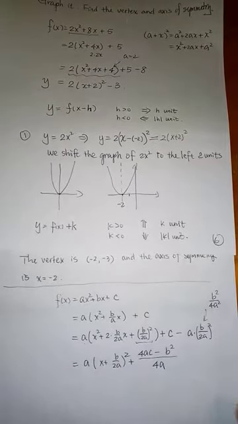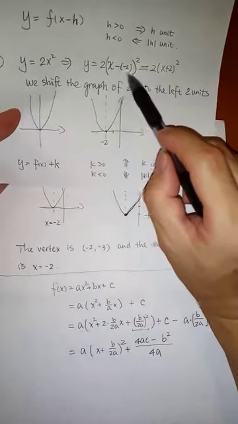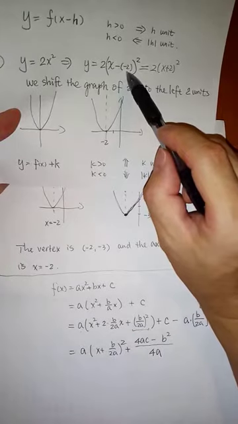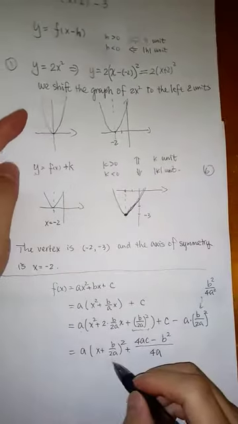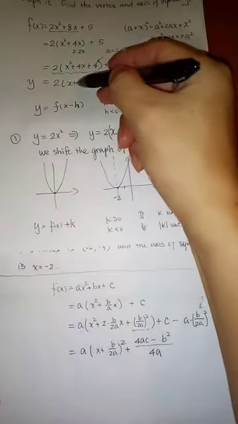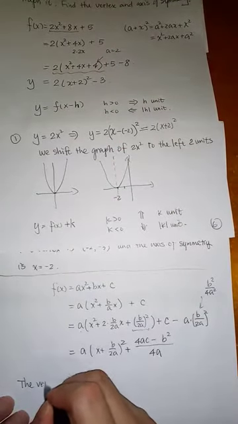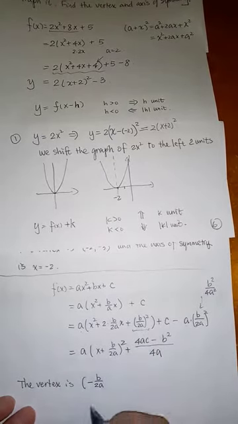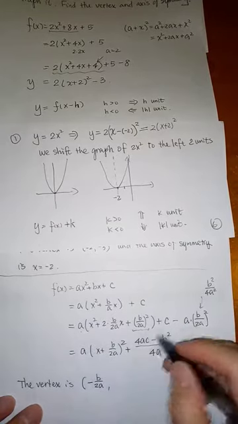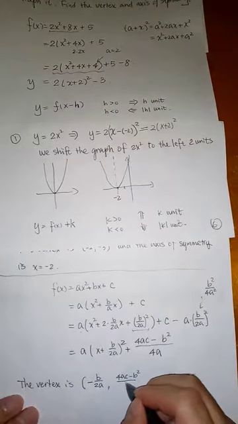From here, you see this -3, this -2, they are from this shift. You see, here you have the shift. This is the vertex x coordinate. -3 is the vertical shift. So when you get the number, you must get a negative sign. Here is a plus. So you get the vertex is negative b over 2a. And this is the vertical shift, either up and down. So it's 4ac minus b squared over 4a.